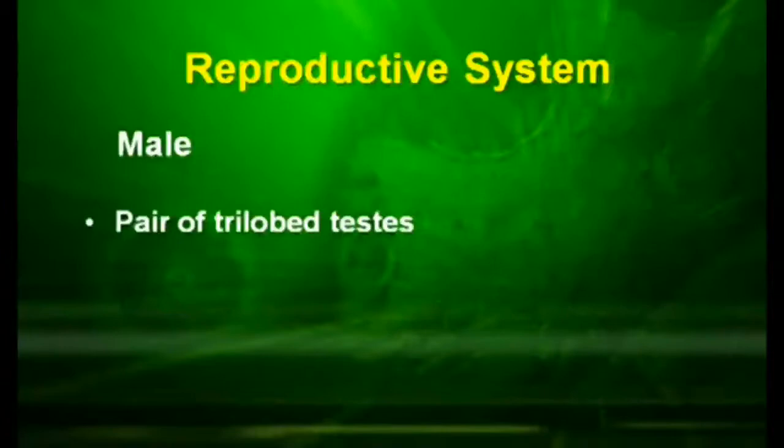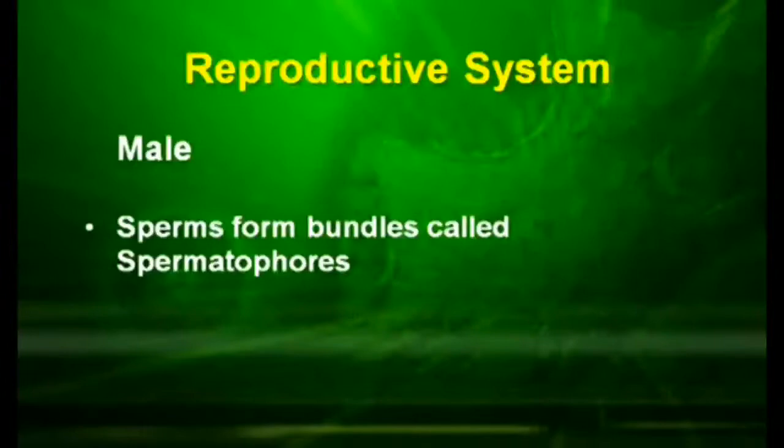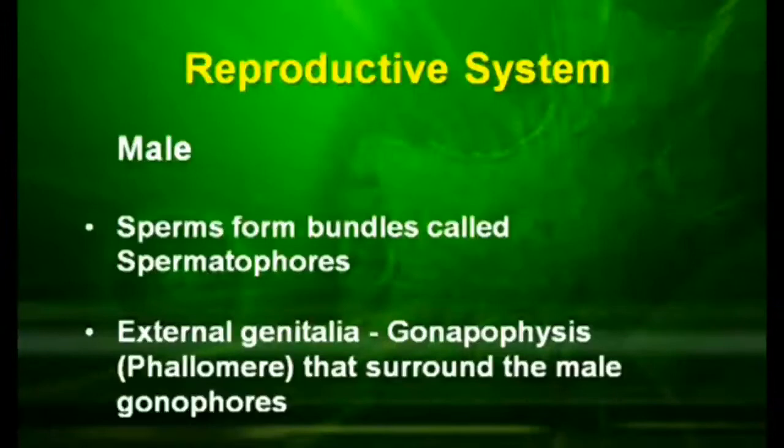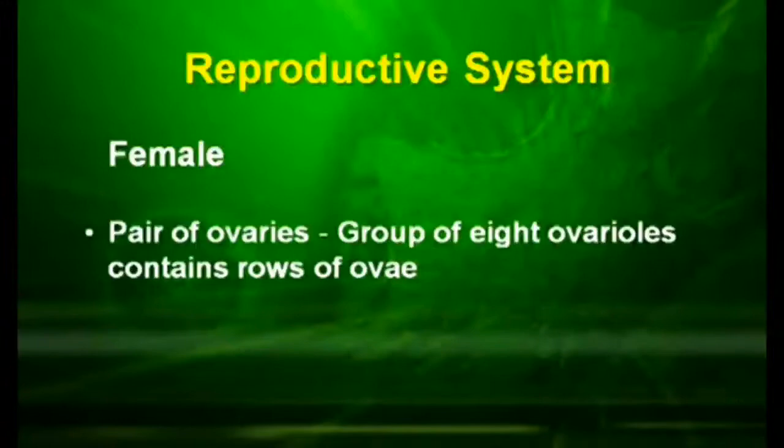The reproductive system of cockroach. In case of male, they have a pair of trilobed testes. From each testis, a vas deferens arises, which passes down through the seminal vesicle into the ejaculatory duct. They have an accessory reproductive gland, which is mushroom shaped. The sperms form bundles called spermatophores, and the external genitalia is the gonapophysis, which is the phallomere that surrounds the male gonopore.